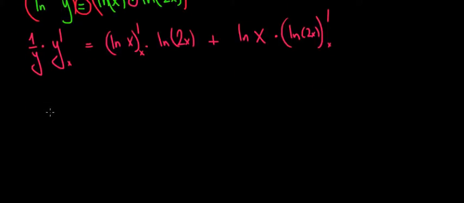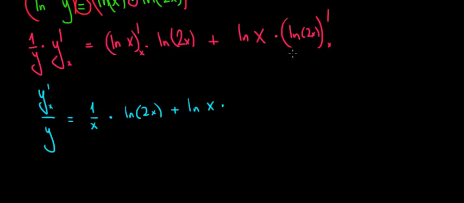So we have y derivative with respect to x divided by y is equal to, what is ln x derivative? It's just 1 over x times ln of 2x plus, here we have ln of x times, what is ln of 2x derivative? That's 1 divided by 2x times 2x derivative, because of the chain rule, it's an expression of x, and 2x derivative is going to be just 2.